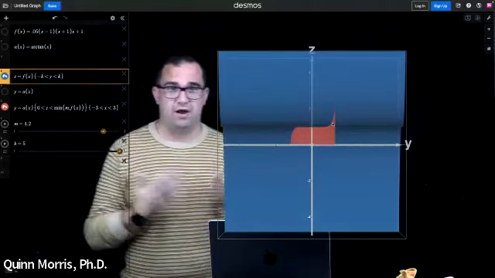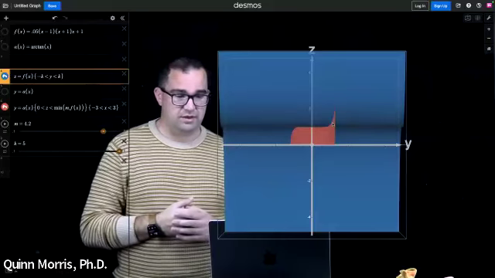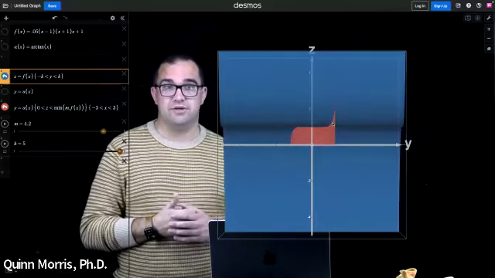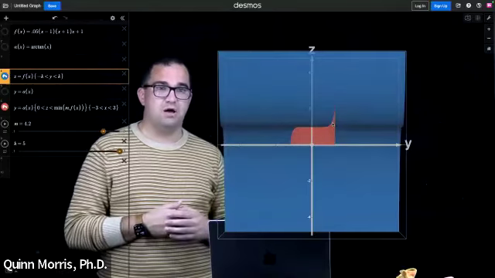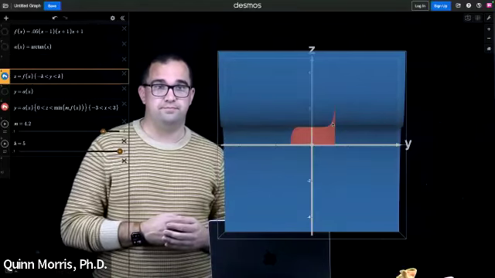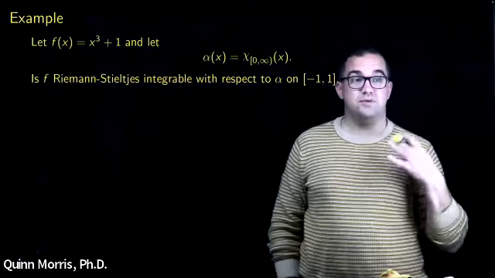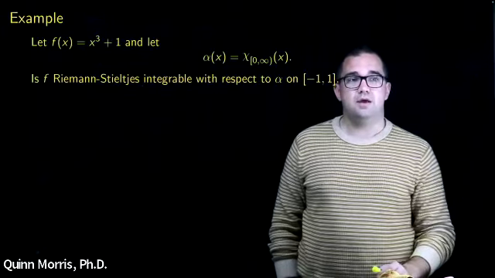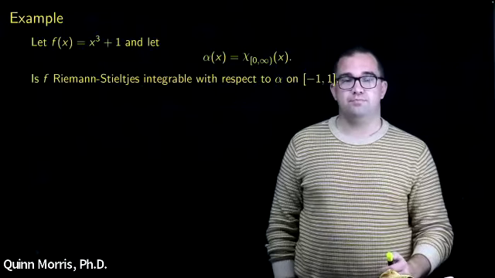Of course, if you chose a different alpha, things would be different. You would get a different looking region. But this just gives you one example of geometrically what's going on with the Riemann-Stieltjes integral. So now that we have a better geometric understanding of what's going on, let's see if we can understand this through working through an example.